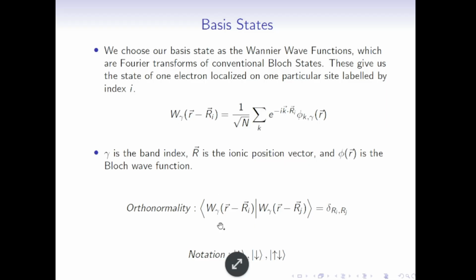Anything else? Okay, there is also an orthonormality. Similar to, we'll again take a harmonic oscillator example. If we have one number state and two number state, then they are orthonormal to each other, right? So if an electron is on the ith site and another electron is on the jth site, then they are orthonormal to each other. This is the orthonormality, and we'll use this notation. If one electron with up spin is on some site, it will be denoted by this, and down spin, up and down. Okay.